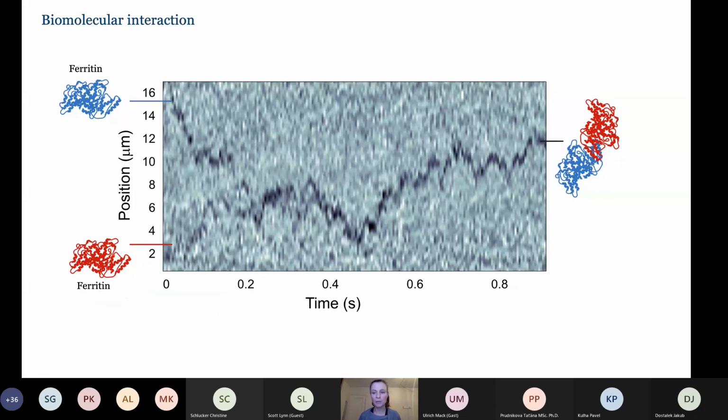Yeah, apart from characterizing the mass and size of a molecule, we believe that this method could also be used, for instance, for investigation of biomolecular interactions. In this example, I show a captured event of creation of a complex. At the beginning, we see two molecules of ferritin approaching each other and creating a dimer.